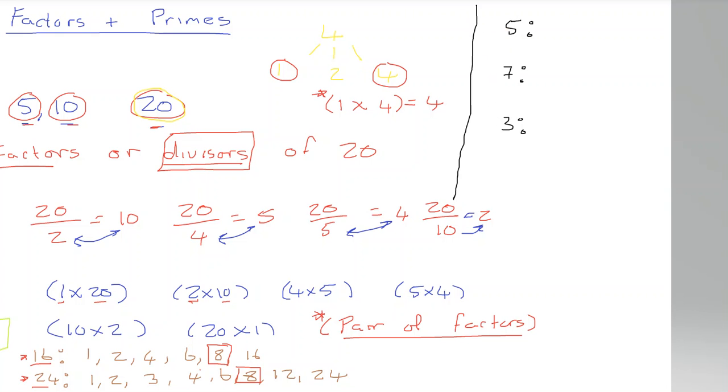Okay, so if we think about 5, for example, 1 is going to be a factor and 5 is going to be a factor. There are no other numbers that are divisors that will divide in evenly into 5. If we take 7, again it's 1 and 7. There are no other numbers that will divide in evenly into 7. And then the same with 3, it's 1 and 3.